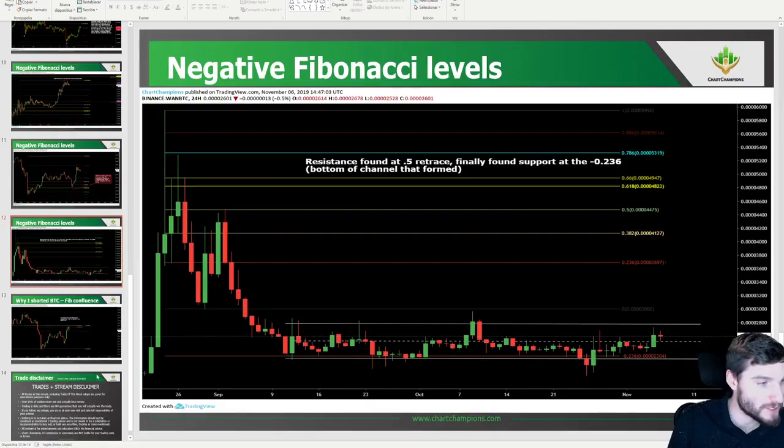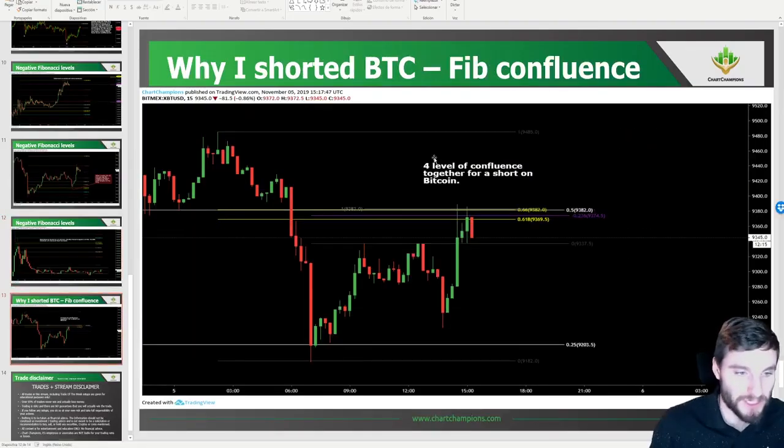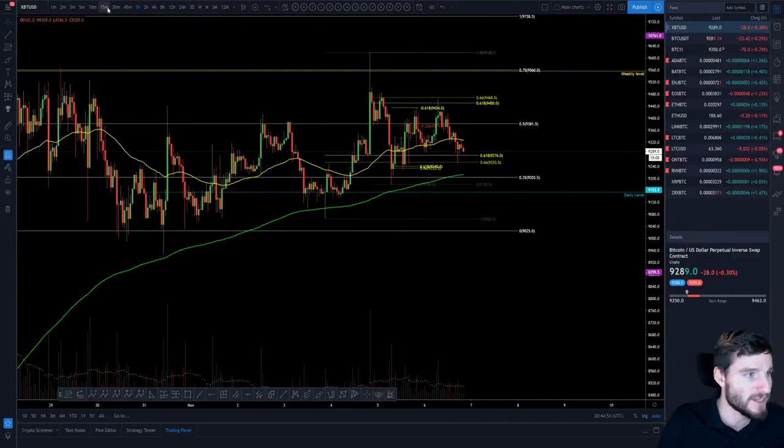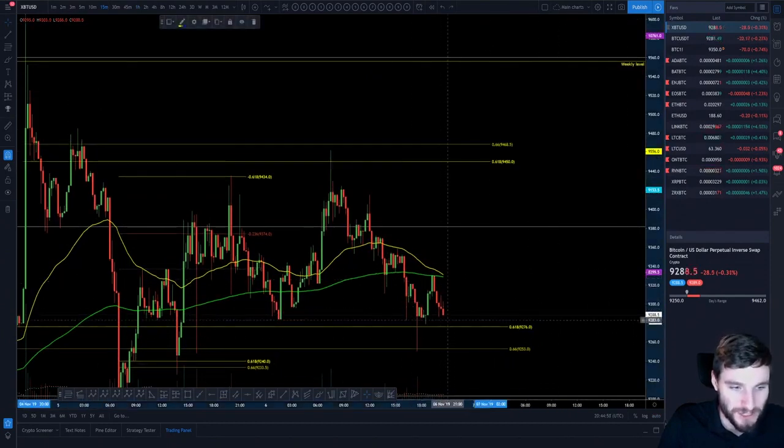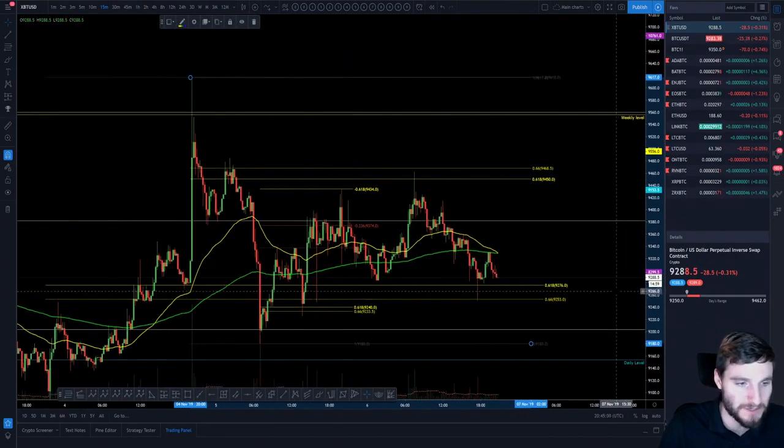So what I was going to end with here, I'll go over why I was in this short on Bitcoin, or I'm still in it, but I'll go over this trade now, because it was really, really lovely confluence. This is just a perfect example, even more perfect because it's actually traded out as I expected.